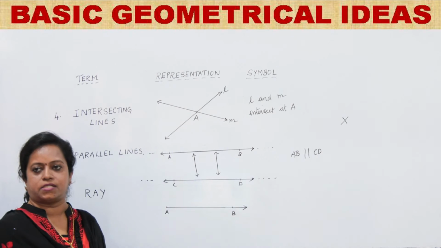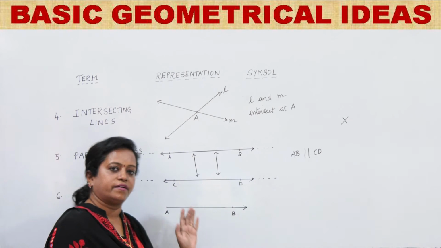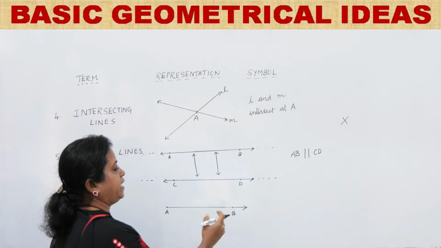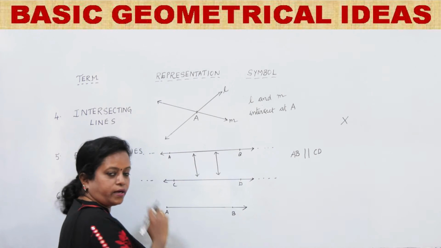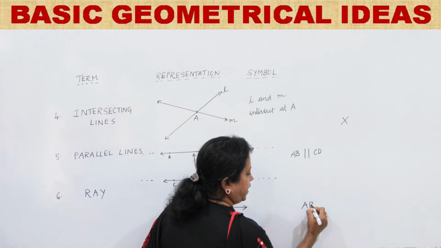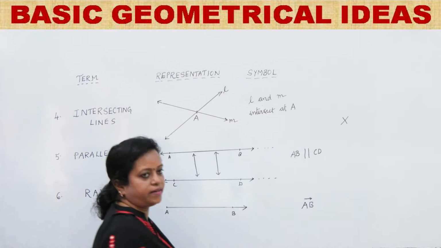So this is the representation of a ray. Here, be very clear, in a ray there is only one fixed point and the other end can be extended indefinitely. So how will I represent a ray? I will write it as the name of the ray AB, and see the symbol I am using. I am using a single headed arrow.